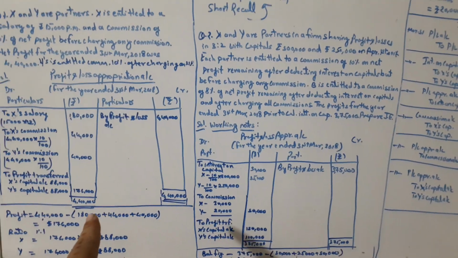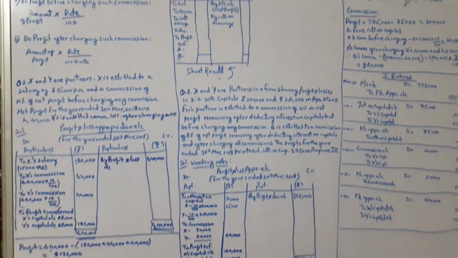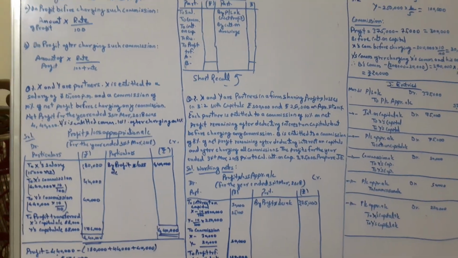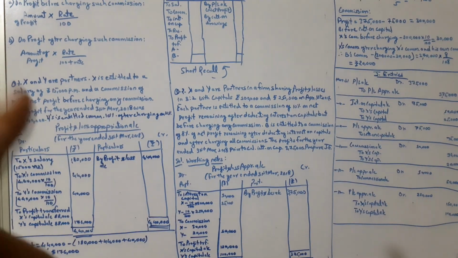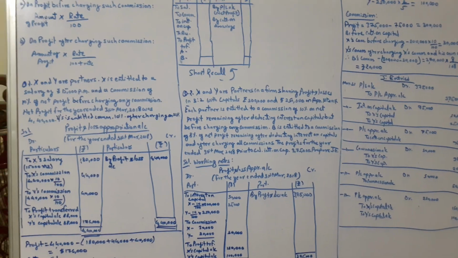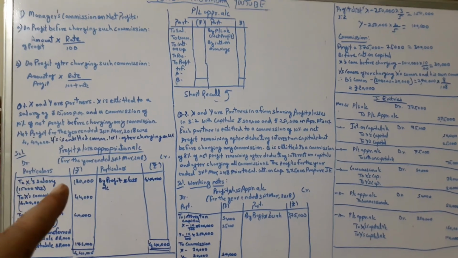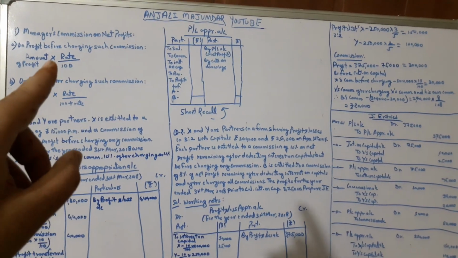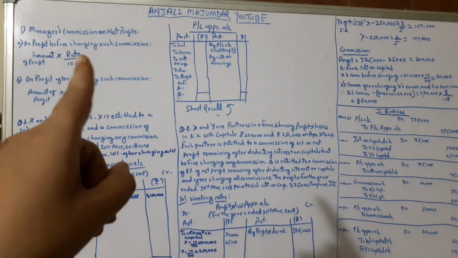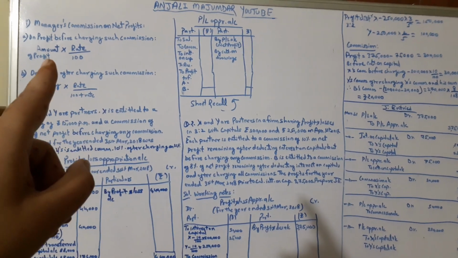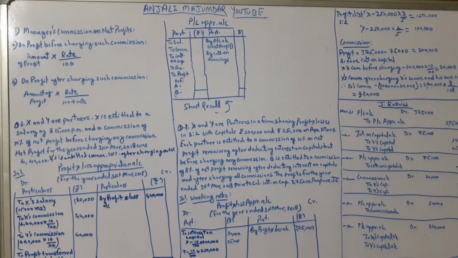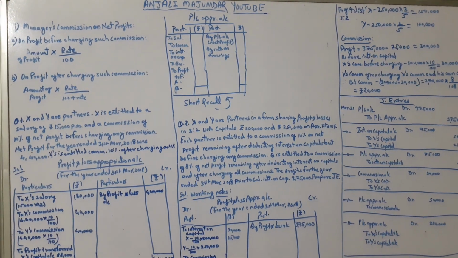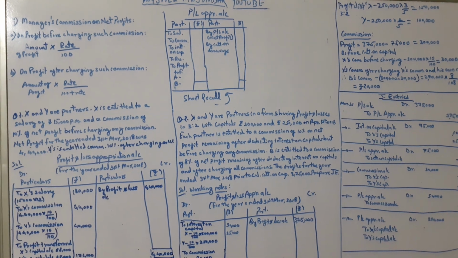So this is how I have calculated, and this is how the things go as far as calculation is concerned. So this is the first question, how to prepare profit and loss account. I hope it is clear what we have done. Let's have a quick revision. Manager's commission works both ways, before charging and after charging. If the question mentions before charging, the formula will be amount of profit into rate upon 100, and if it mentions after charging, the formula will be amount of profit into rate upon 100 plus rate.